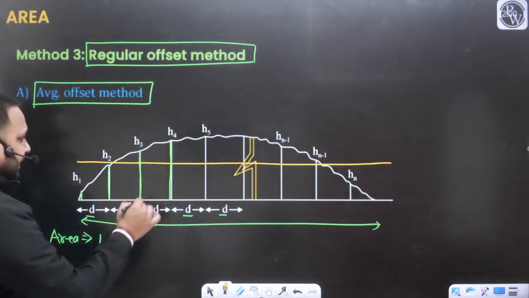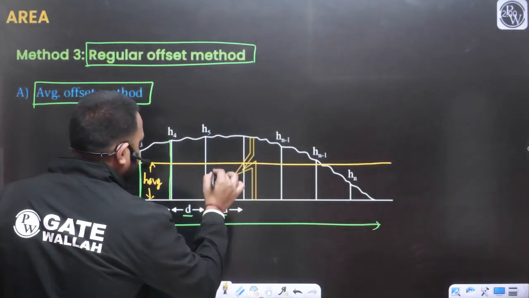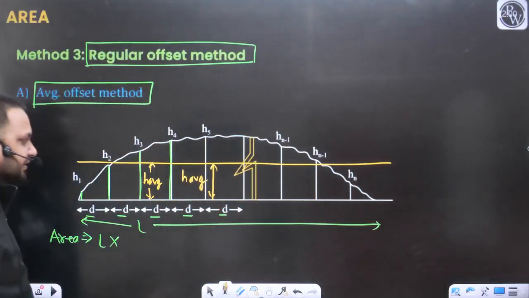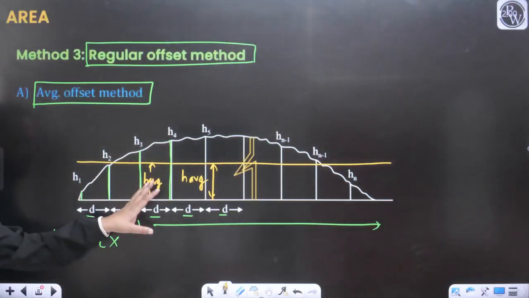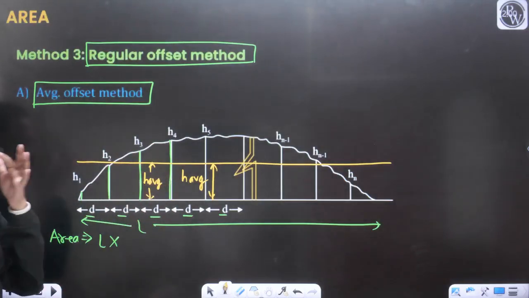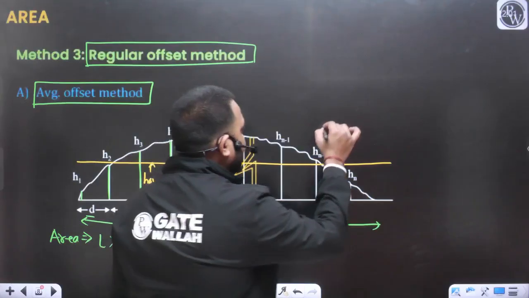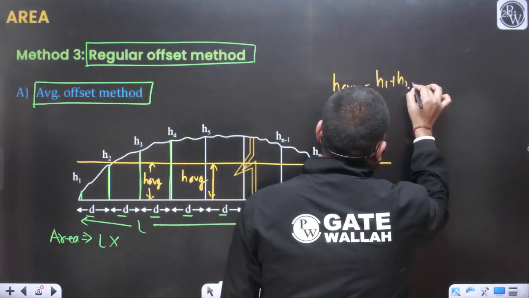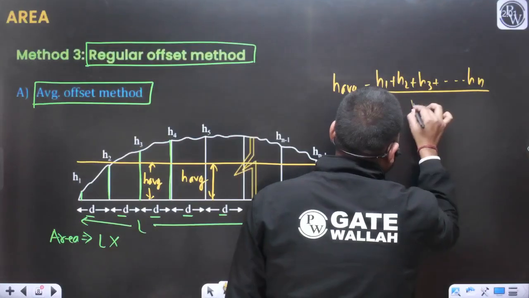I am considering the average height, H average, or average dimension of the offset. If we take the average of all the offsets, we will get H average. Sir, how can we take the H average? So H average will be nothing but H1 plus H2 plus H3 and so on, plus Hn, divided by n.